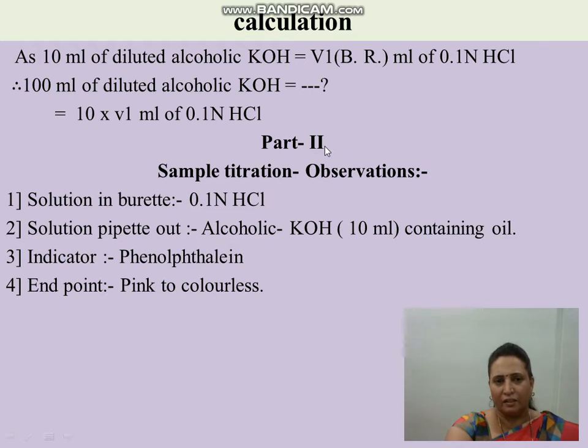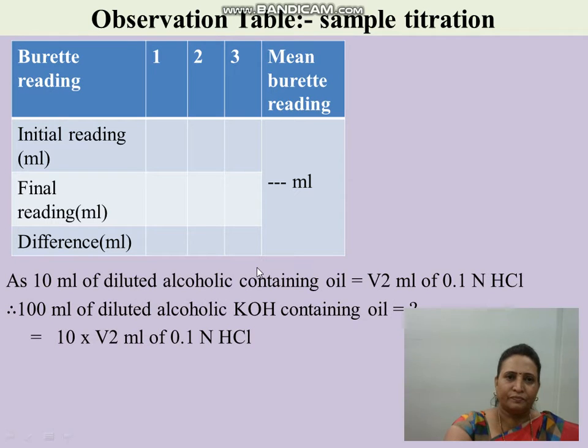Now part two, sample titration observation. In sample titration, the solution in the burette is 0.1 normal HCl. The pipetted solution is alcoholic KOH sample containing KOH solution, 10 ml. Then the indicator used is phenolphthalein, and the end point is pink to colorless. Now here we take oil, which is our sample solution.